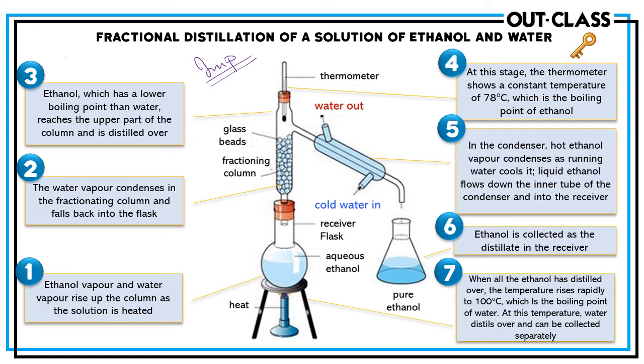At this time we will change the receiver flask, and when the temperature reaches 100, then the distillation of water will start. So remember, how do you know that one liquid has distilled? When the temperature on the thermometer rises from its boiling point, this shows the distillation of the first liquid is complete. Okay?